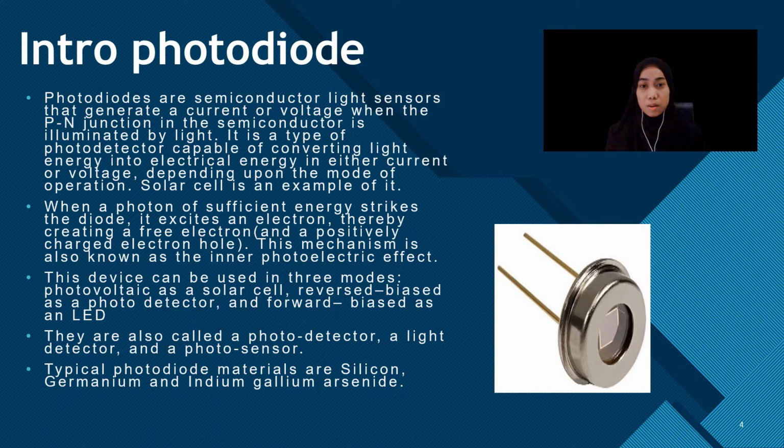When a photon of sufficient energy strikes the diode, it excites an electron, thereby creating a free electron at a positively charged electron hole. This mechanism is also known as the inner photoelectric effect. This device can be used in three modes: photovoltaic as a solar cell, reverse bias as a photodetector, and forward bias as an LED. They are also called a photodetector, a light detector, and a photosensor.